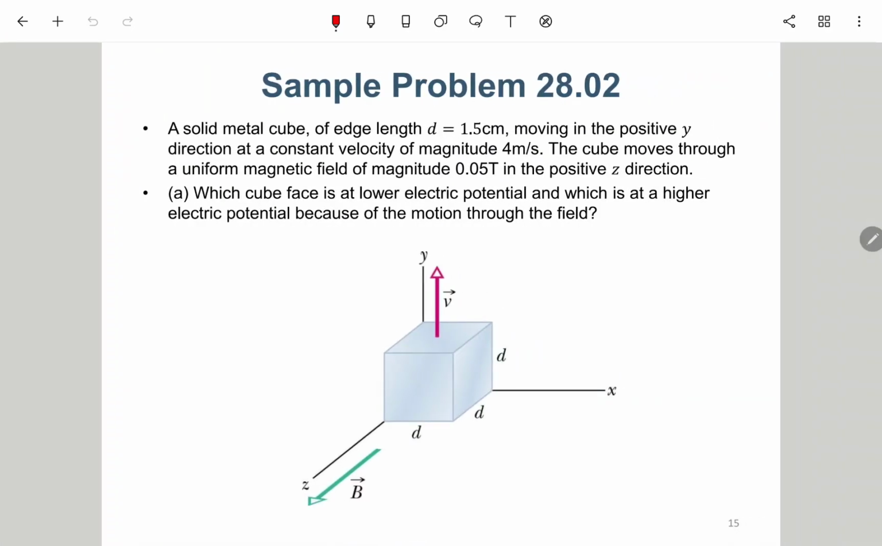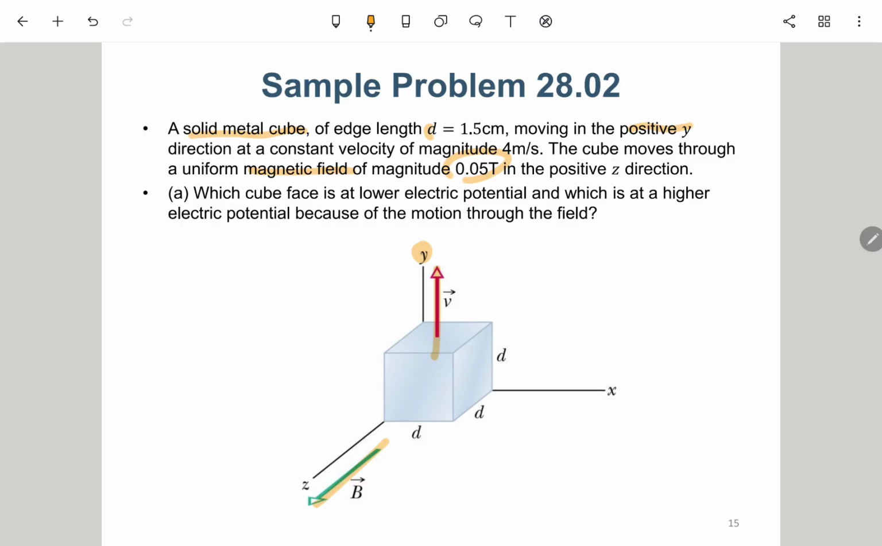Okay, so here we have a sample problem. A solid metal cube of edge length D is moving in the positive Y direction at a constant velocity V, so this is the positive Y, and this is V, through a uniform magnetic field, a uniform B field, in the positive Z direction with a magnitude of this value.